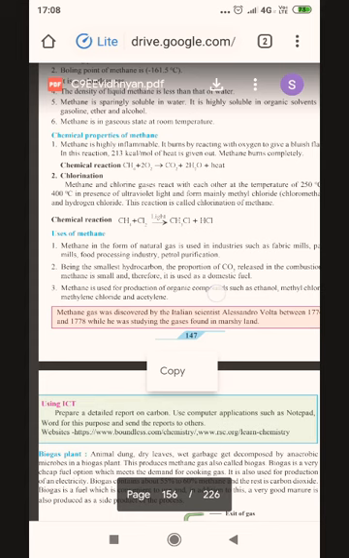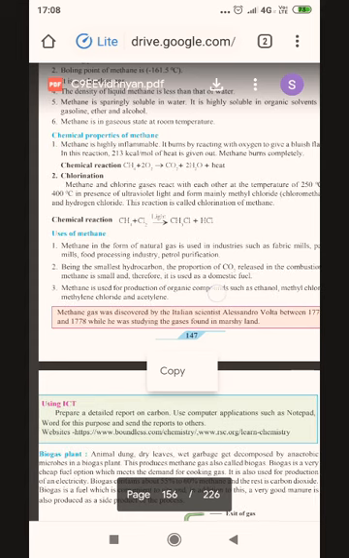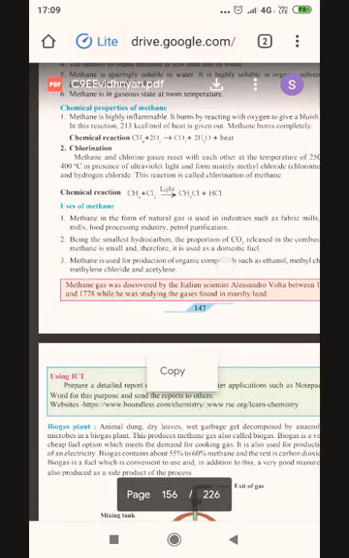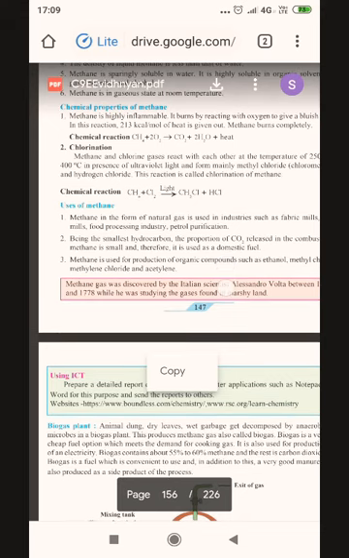Then chlorination. Methane and chlorine react with each other at a temperature of 250 degrees Celsius to 400 degrees Celsius in the presence of UV rays or ultraviolet light to form mainly methyl chloride, chloromethane, and hydrogen chloride. This reaction is called chlorination of methane. Here, the chemical reaction: CH4 plus Cl2 in the presence of ultraviolet light forms chloromethane or methyl chloride plus hydrogen chloride.